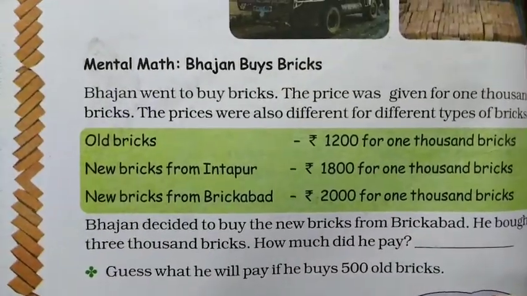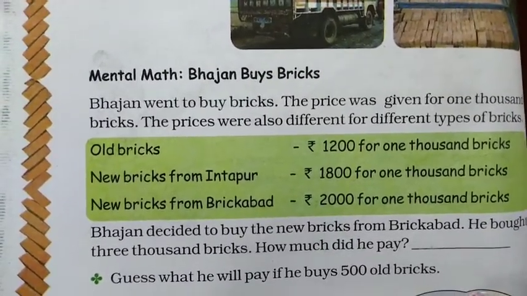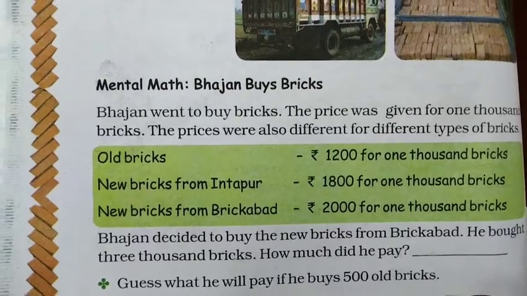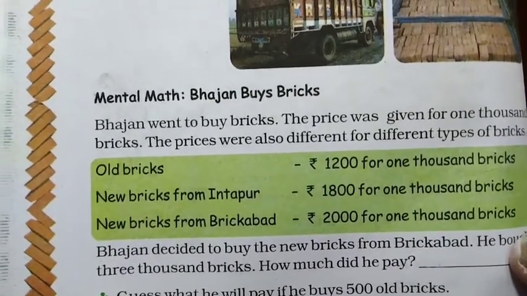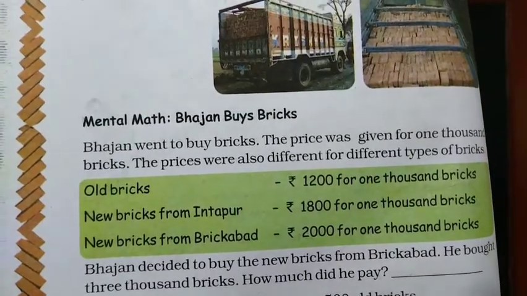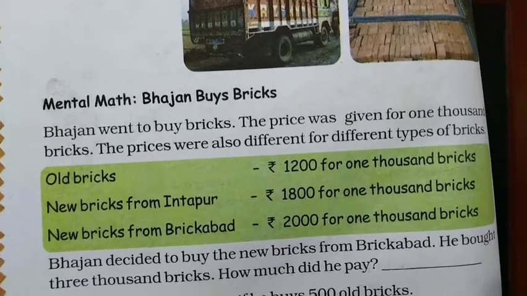Textbook, page number 12. Mental math. Bhajan buys bricks. Bhajan went to buy bricks. The price was given for 1000 bricks. These are the prices of 1000 bricks. The prices were also different for different types of bricks.